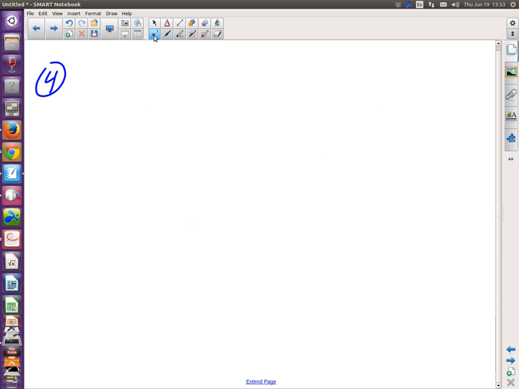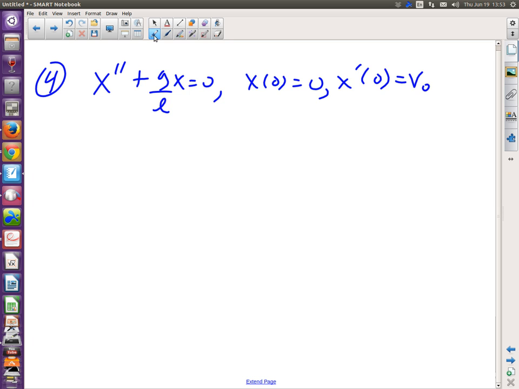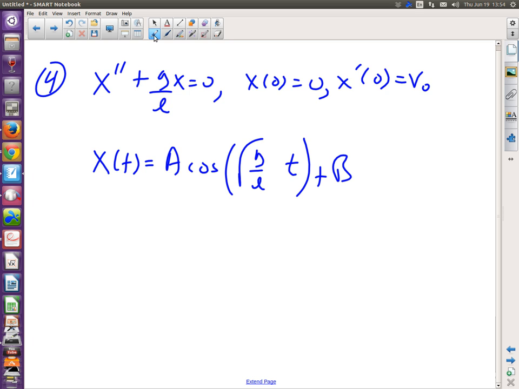So we have x double prime plus g over L times x equals 0. x of 0 is 0. x prime of 0 is some initial velocity, v0. Okay? Again, we're going to start with our assumption that the general solution is x of t equals a cosine omega t. Now, g over L is omega squared, so omega is root g over L, some constant. So x of t equals a cosine of root g over L times t, plus b sine, the same constant, root g over L times t.